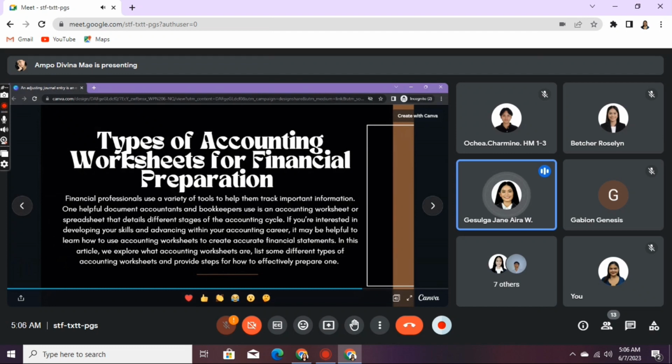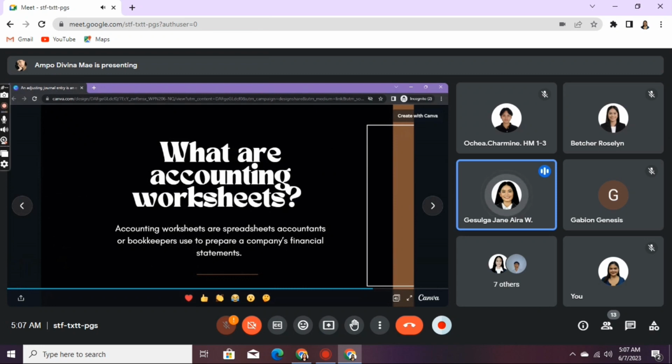So if you are interested in developing skills and advancing within your accounting career, it may be helpful to learn how to use accounting worksheets to create accurate financial statements. In this article, we explore what accounting worksheets are, list some different types of accounting worksheets, and provide steps on how to effectively prepare one. Next slide, please.